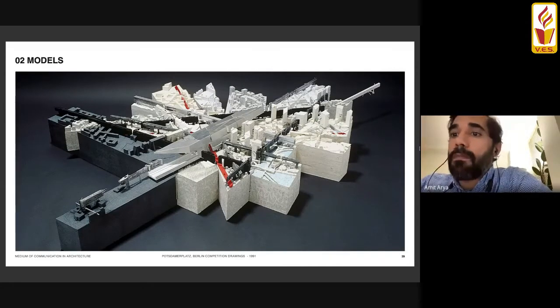More like a cerebral way of making a statement through model making. Next slide, please.